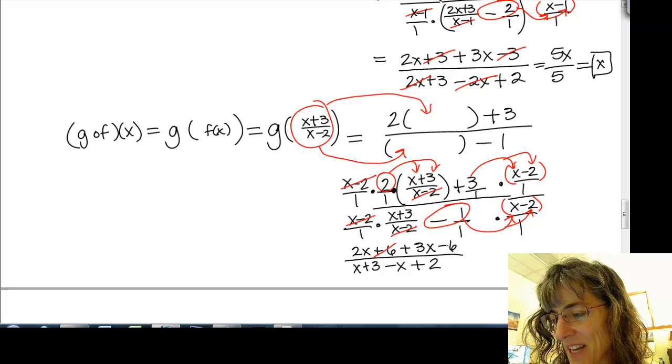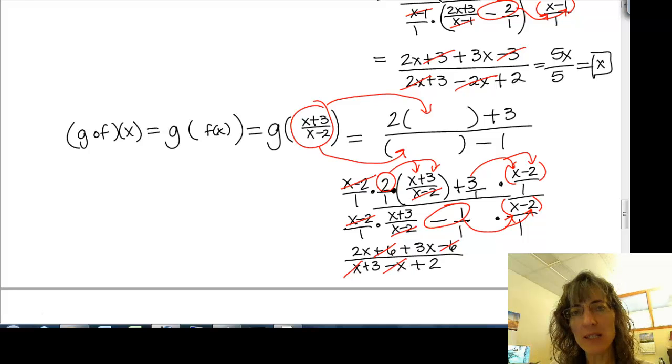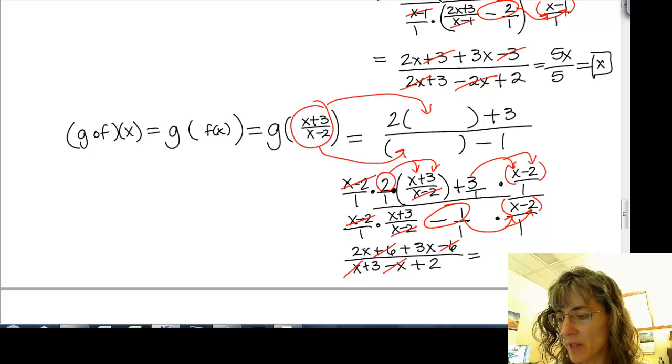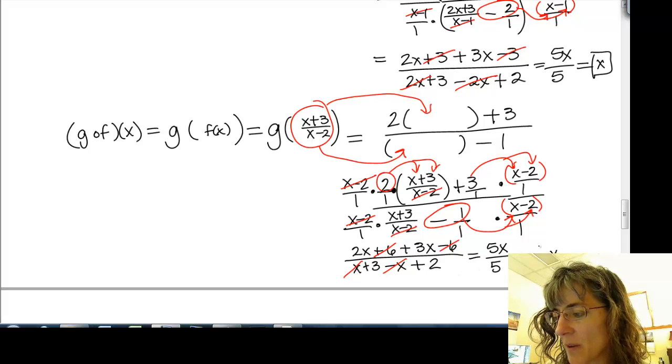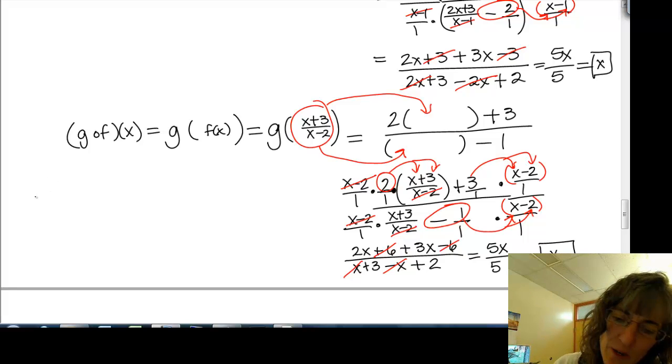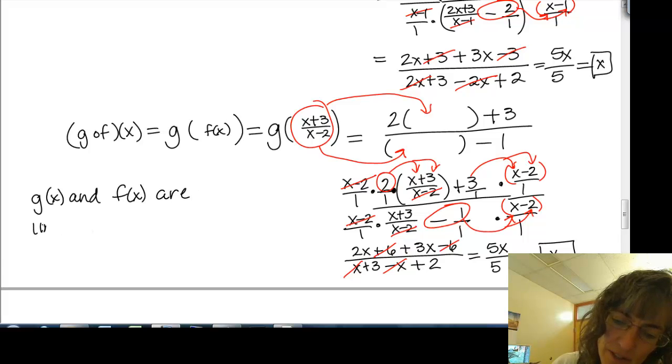Okay. I keep thinking I've done something wrong, but it looks okay. We're doing fine. So plus 6 minus 6, they cancel. The plus x minus x cancel as well. Now I'm just combining like terms and writing out what I have left. 2x plus 3x is 5x, 3 plus 2 is 5. That comes to x. And so I know g of x and f of x are inverses of one another.